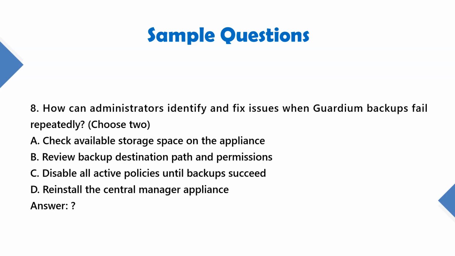8. How can administrators identify and fix issues when Guardium backups fail repeatedly? Choose 2. A. Check available storage space on the appliance. B. Review backup destination path and permissions. C. Disable all active policies until backups succeed. D. Reinstall the Central Manager appliance.